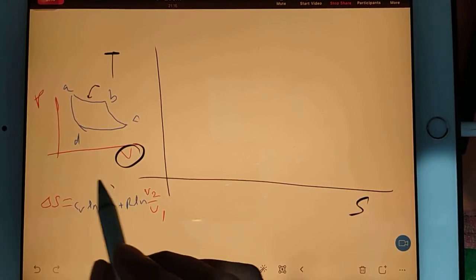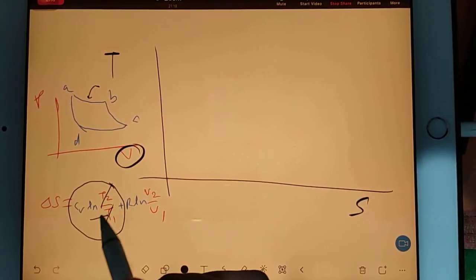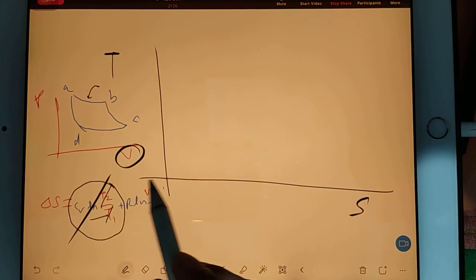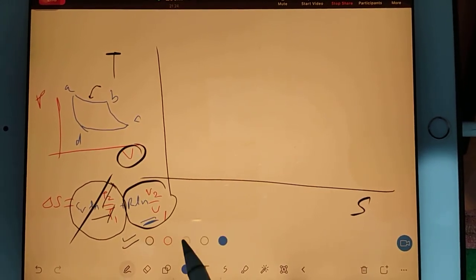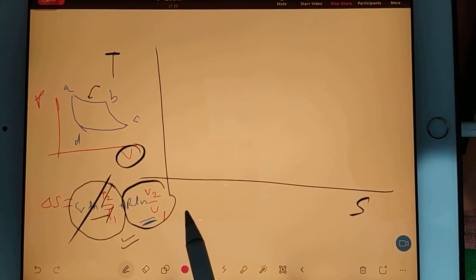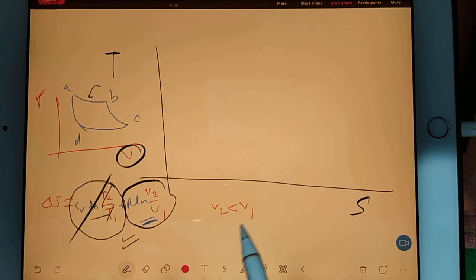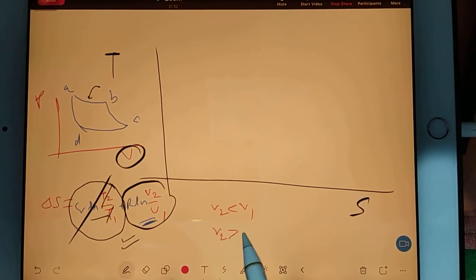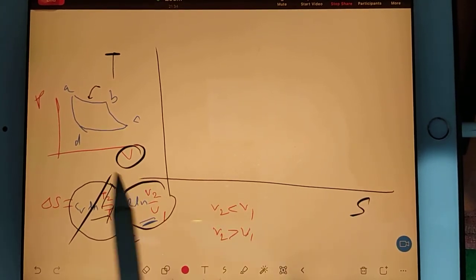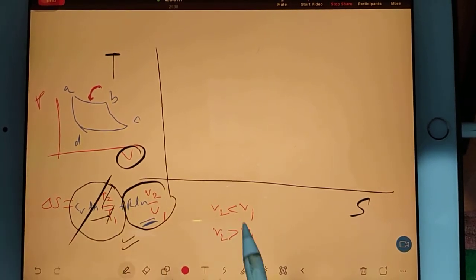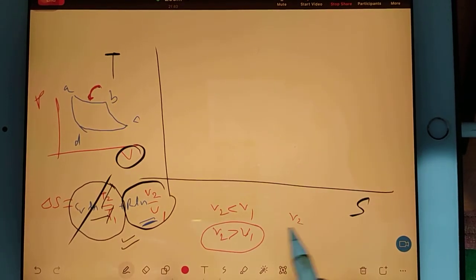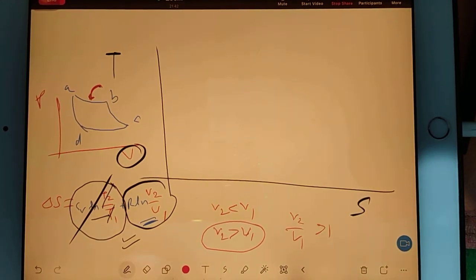Temperature is constant, so T2 by T1 is 1, ln 1 is 0, so this part is 0. But this part is not 0. Now the question comes, is this part negative or positive? If you are talking about compression, then V2 is less than V1. But if you're talking about expansion, then V2 is more than V1, right? Currently, I am targeting process AB. So in process AB, volume is increasing, so V2 is more than V1. So the V2 by V1 ratio will be more than 1.